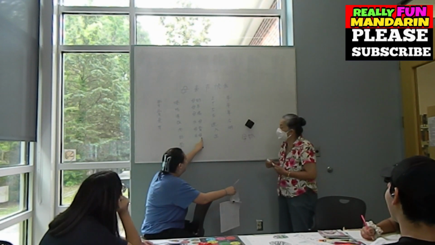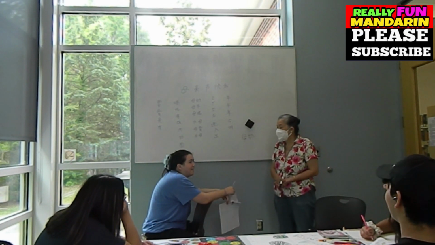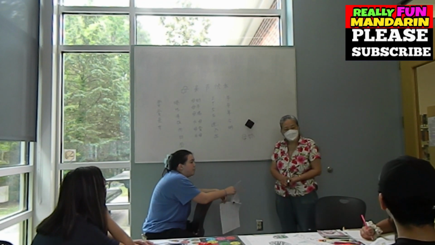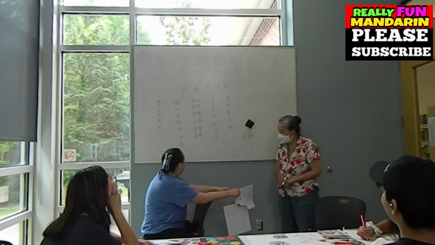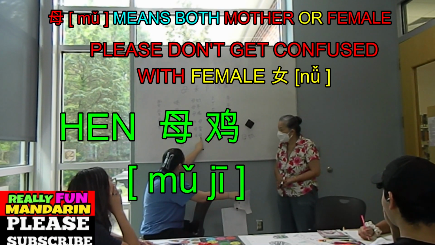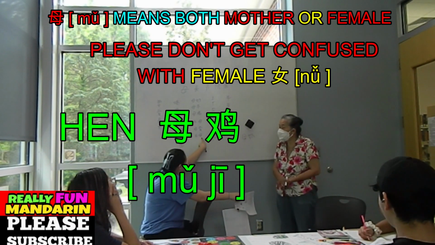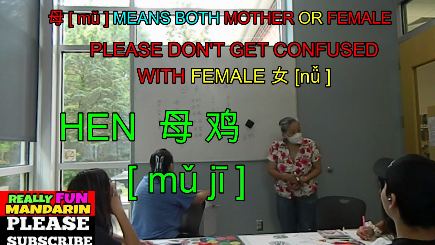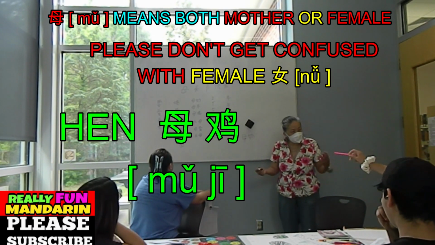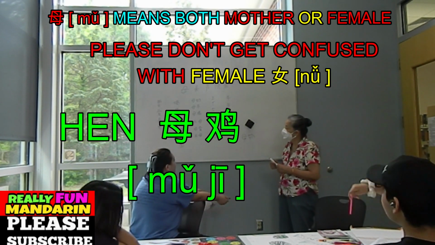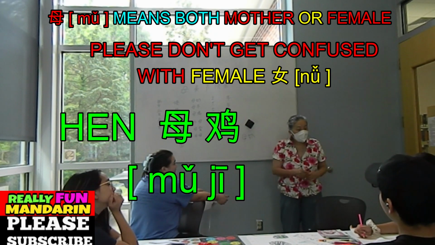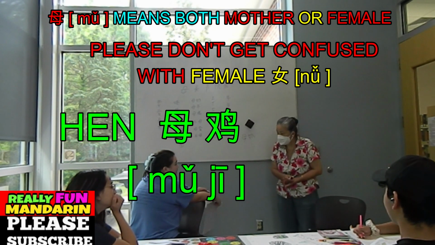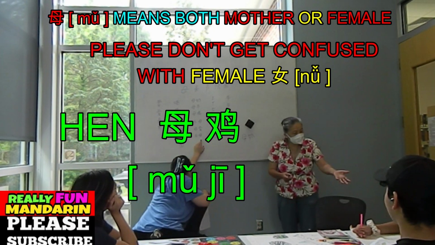How do you say hen? Chicken is xiaoji. Hen is moochie. So what does moo mean? Moochie means female. Moo means female mom. Chicken is what? Moochie is a hen. Hen is what? Female, right? Yeah, female chicken, so it means mother chicken.